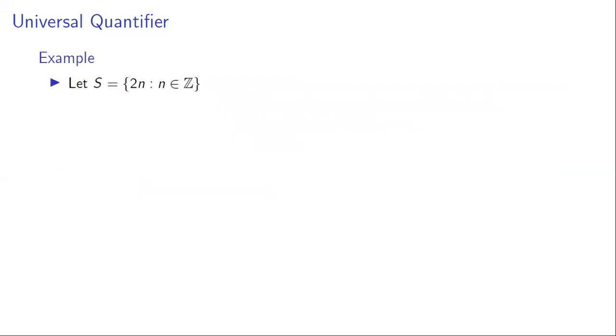So for example, let's say we have the following set. Let S equal the set of all 2n such that n is an integer. Okay, so think about what this set represents. What are the elements of this set? So this is take every integer and multiply it by 2. So what you'll end up with is the following set. It's an infinite set. It's the set of all even numbers, both positive and negative. By the way, 0 is an even number as well. So this is the set of all even numbers.